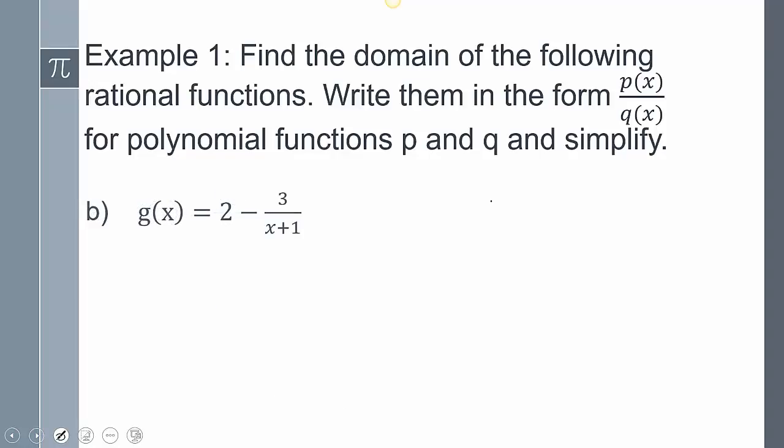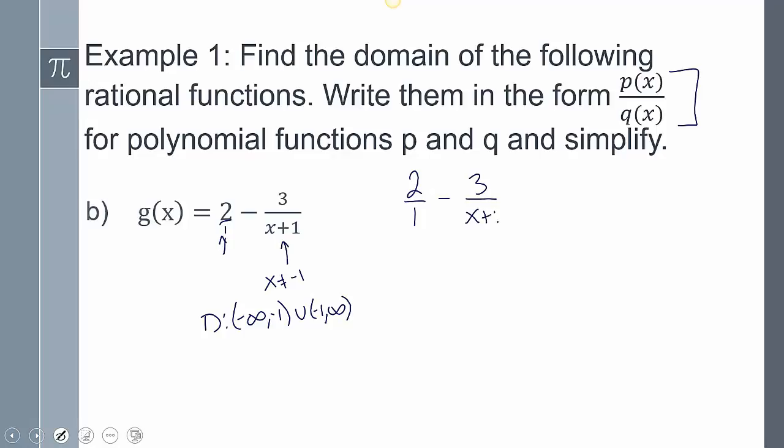Our next problem here, once again, taking a look at what we're dividing by. Well, this is dividing by 1, that's okay. Over here, once again, x cannot equal negative 1. So I'm still going to have that same domain from negative infinity to negative 1, union from negative 1 to positive infinity. So I'm still going to have that same domain, nothing changed there, but now I need to manipulate my equation and put it into this p of x over q of x. All we're going to be doing here is we're just going to combine these together. We're going to find the common denominator and actually perform the adding or subtracting operation.